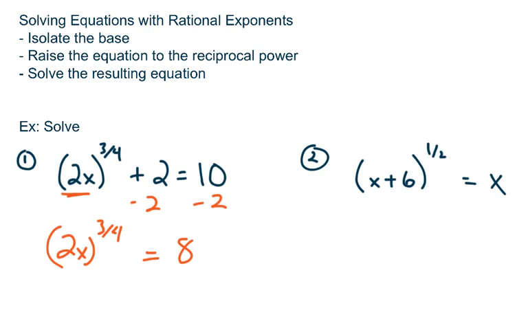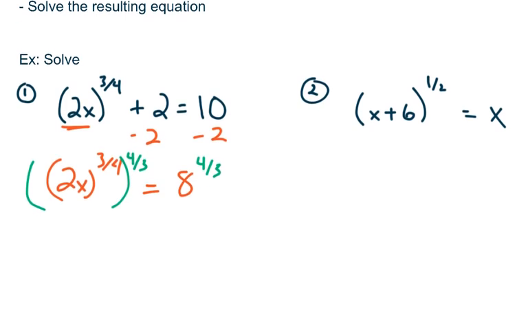Step number 2, raise the equation to the reciprocal power. The power right now is 3/4, so the reciprocal of 3/4, flip over the fraction, is 4/3. So we're going to raise both sides to the 4/3 power. On the left side, 3/4 times 4/3 is 1. They cancel each other out. You're left with just the base, 2x.